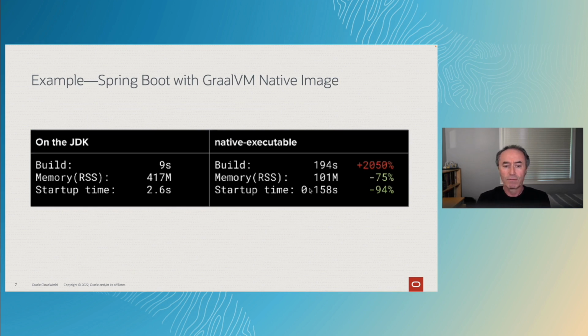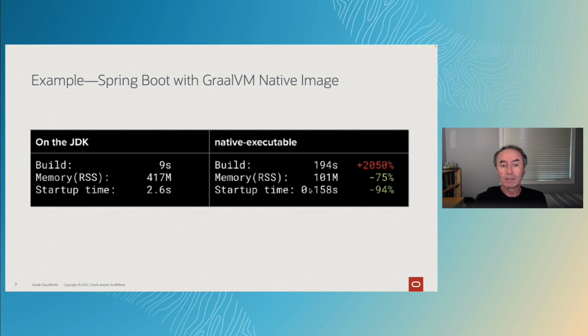On the memory, you've gone from 417 megabytes for RSS, for the memory your application needs, to a mere 101 megabytes. So basically, they shaved 75% of the memory cost off of this application. Startup time went from 2.6 seconds to 158 milliseconds, which is a 94% savings on startup time. The thing starts basically instantaneously. And we'll discuss why that is.